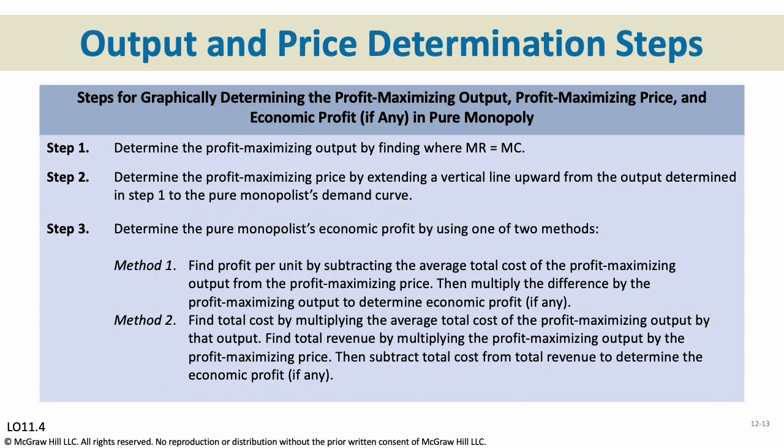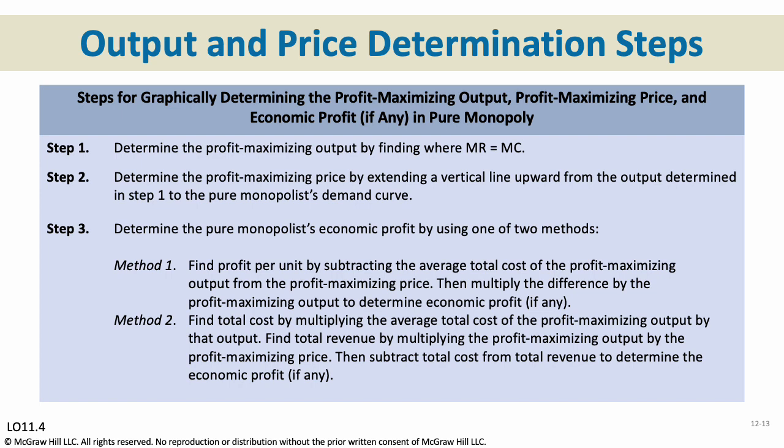So how do we determine all of this? Step 1, determine the profit maximizing output, finding where marginal revenue equals marginal cost. Step 2, determine the profit maximizing price by extending a vertical line upward from the output determined in step 1 to the pure monopolist demand curve. Step 3, determine the economic profit by using one of the two methods.